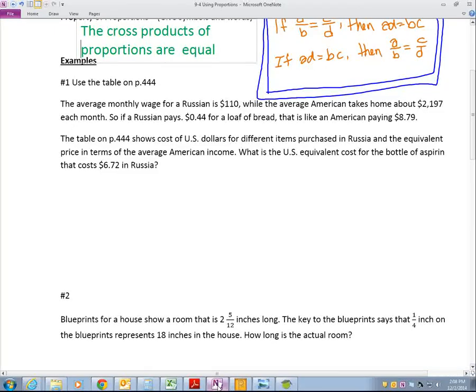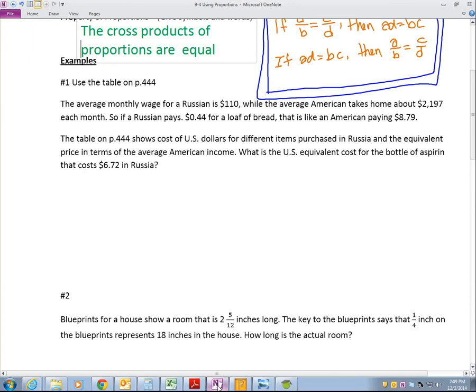Now that we've discussed that silliness, that ridiculousness, I guess you could say, the table on page 444, which we just showed, shows the cost in U.S. dollars of different purchase items in Russia and the equivalent price in terms of average American income. Now, here's the question that we want to know. What is the U.S. equivalent of cost for a bottle of aspirin that costs $6.72 in Russia?